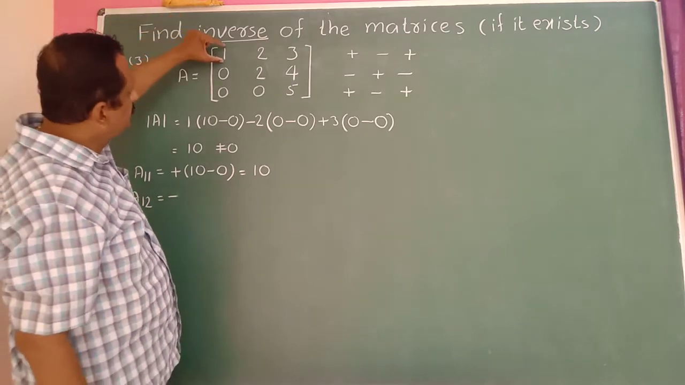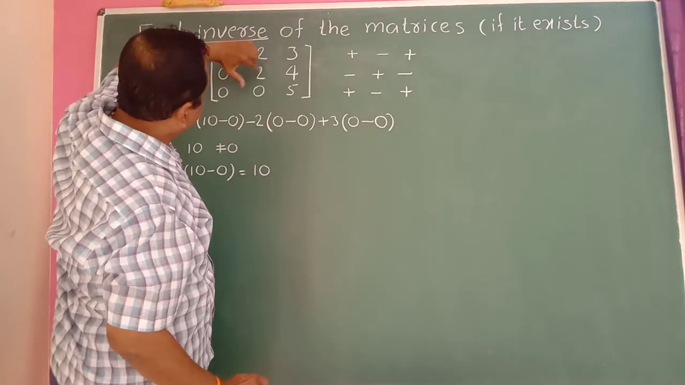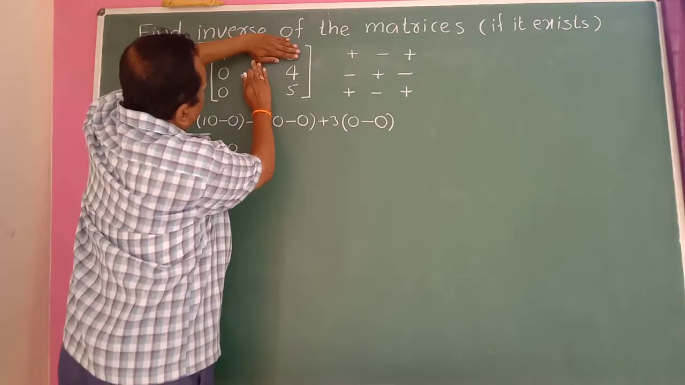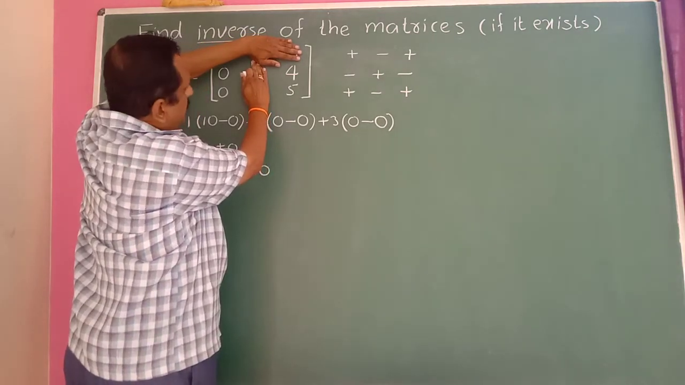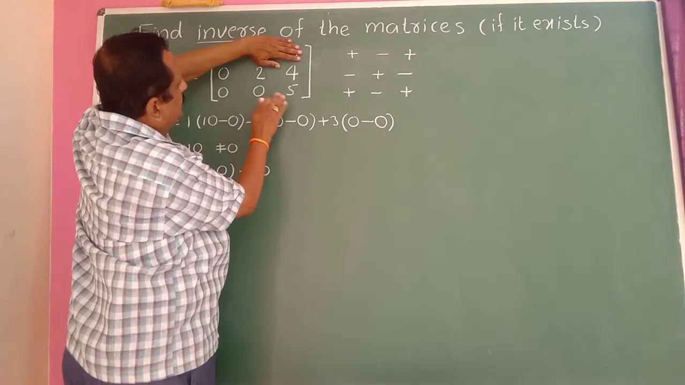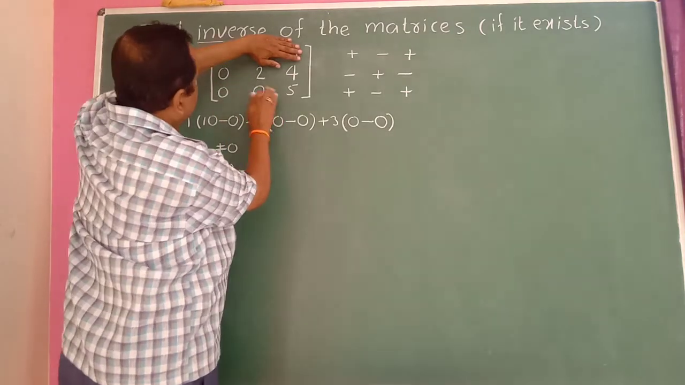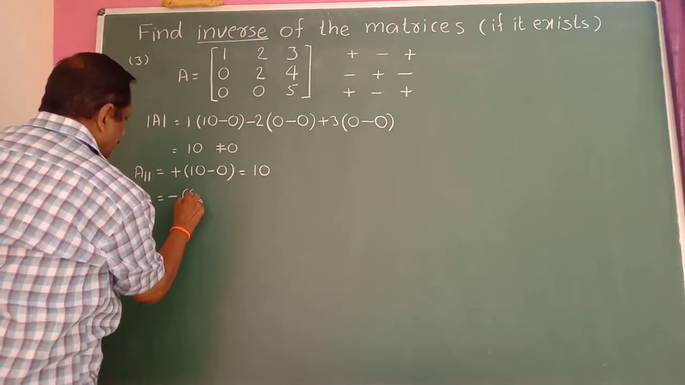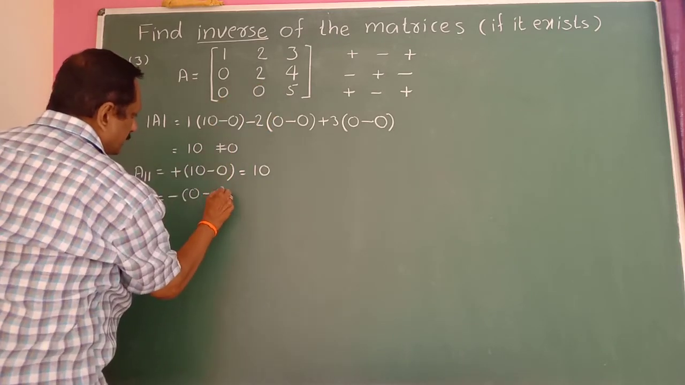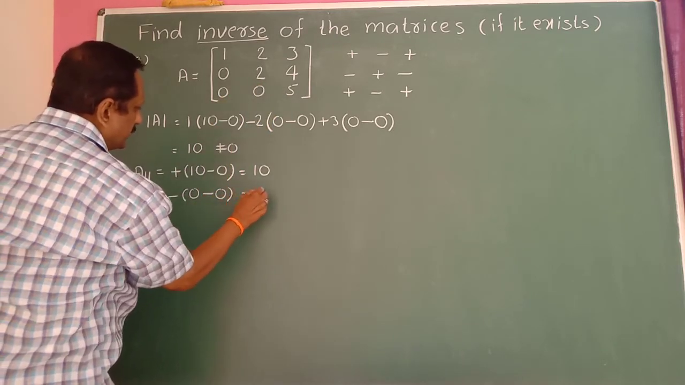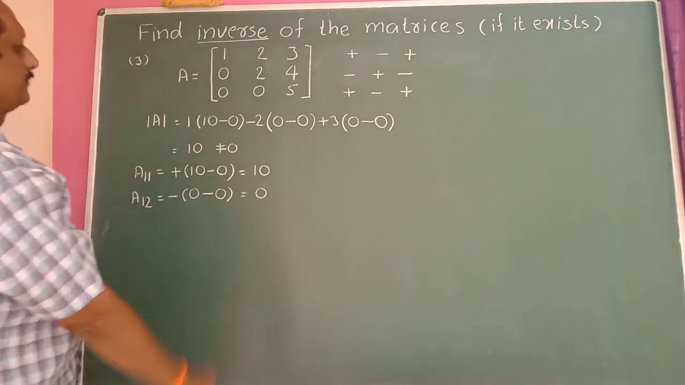Then deleting first row and second column. So this is the first element, this is the second here. So deleting first and second column here. Then the remaining elements 0, 4, 0, 5. 0 into 5 becomes 0. It is 0 minus 4 into 0 becomes 0. 0 minus 0 is 0.